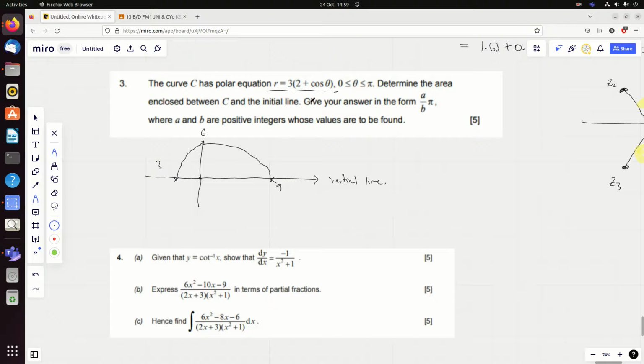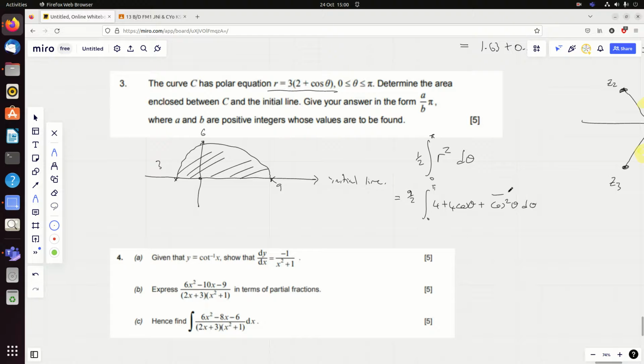And they want us to work out the area enclosed by this curve and the initial line, so just this area up above here. The way to do integration is half r squared d theta between the limits of 0 and pi. Now, r squared is simply going to give you a half times 9, but I'm going to put the 9 outside, and I'm going to square the 2 plus cos theta. So that's going to give me 4 plus 4 cos theta plus cos squared theta.